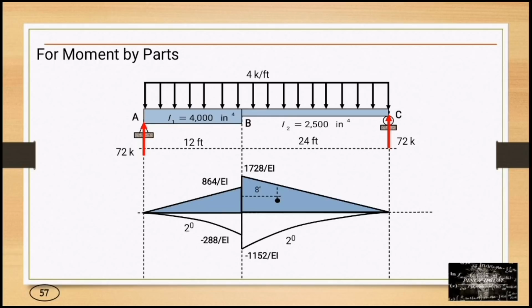For centroids, for 1728 over EI, we have 8 feet from point B. For 1152 over EI, we have 6 feet from point B. For negative 288 over EI, we have 3 feet from point B. For 864 over EI, we have 4 feet from point B.